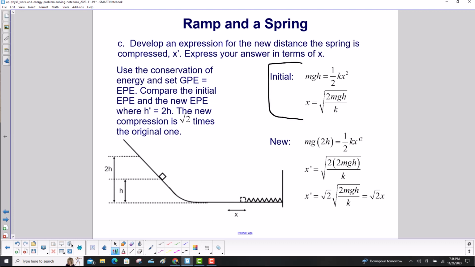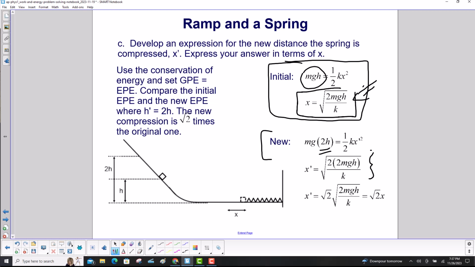So over here is our initial energy. mgh is equal to 1/2 kx squared. So in this case, x is equal to the square root of 2mgh over k. Now our new situation, we double the height, so we put 2h in there, and we solve that for x prime. And we do a little algebra, and we get x prime is this. Now we don't multiply the 2 times the 2 because we want to recover this piece right here. So we take out this 2, and it becomes radical 2. So x prime is equal to radical 2 times x.